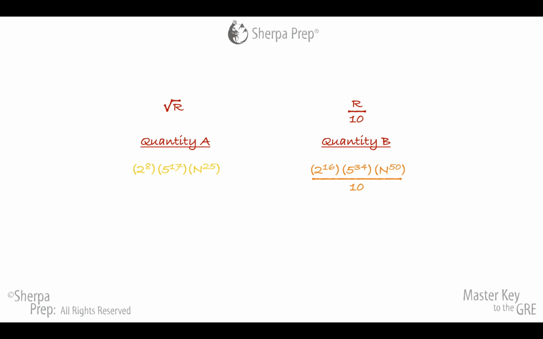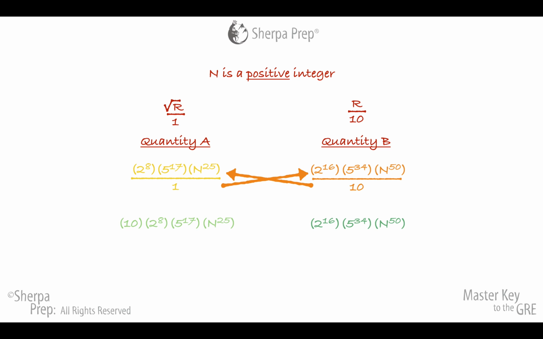As a next step, I'm going to simplify this information a little bit to make the problem just one hair easier for you. Remember, if your quantities are positive, you can cross-multiply them to make the comparison easier. And we know that the square root of r is the same thing as the square root of r over 1. So if I cross-multiply these quantities, notice that we end up with 10 times 2 to the 8th times 5 to the 17th times n to the 25th, and that's being compared to r.